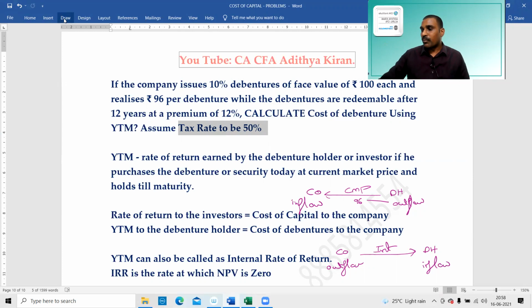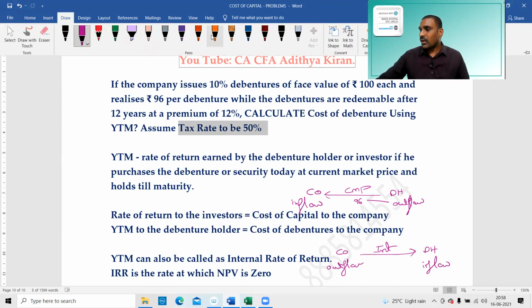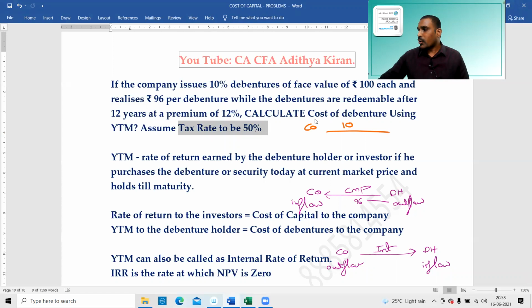No doubt, the company will pay 10 rupees to the debenture holders. Sir, how did I get the 10 rupees? 100 rupees face value into 10%. Thereafter, the debenture holder has to pay tax to the government: 10 rupees income, 50% tax rate. Therefore, the net inflow he got is only 5 rupees. Though the debenture holder has received 10 rupees from the company, he has paid 5 rupees tax to the government. Therefore, what he has retained is only 5 rupees.